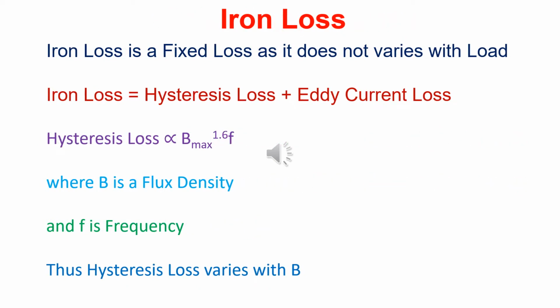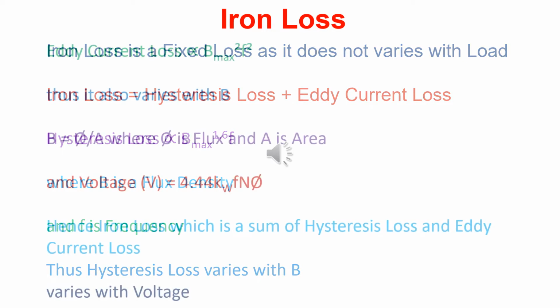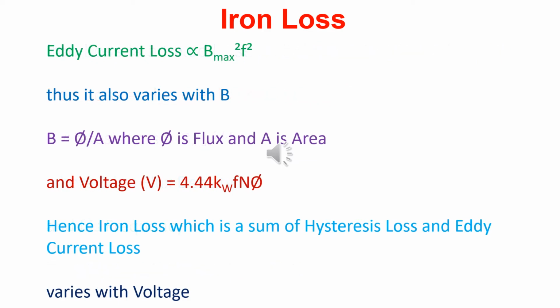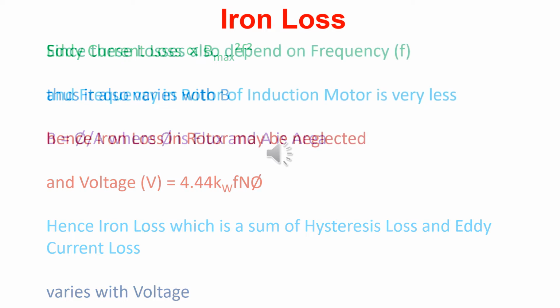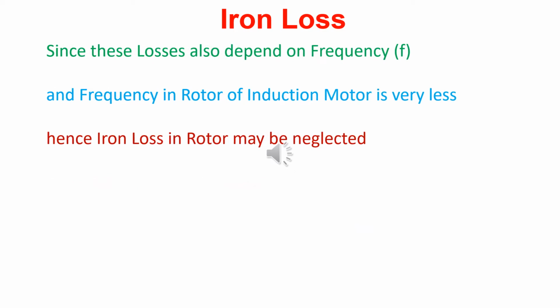Iron loss varies with flux density. Flux density varies with voltage, hence iron loss varies with voltage. Iron loss also depends on frequency. Since frequency in rotor is very less, rotor iron loss may be neglected.